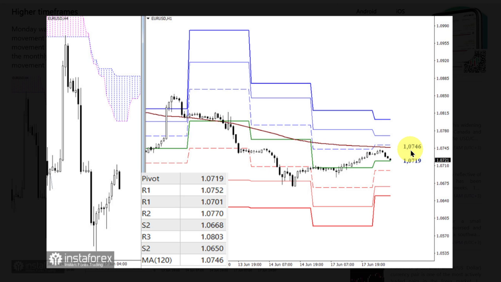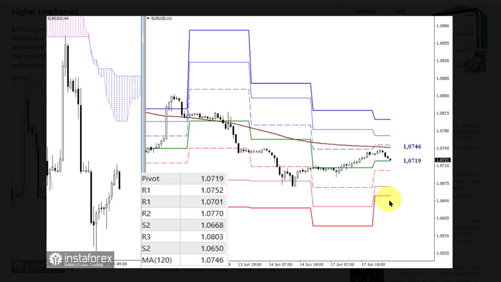Trading below the key levels may strengthen the bearish bias, with intraday targets found at the supports of the classic pivot levels: 1.0701, 1.0668, and 1.0650.